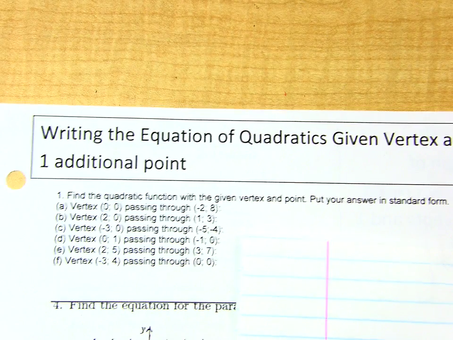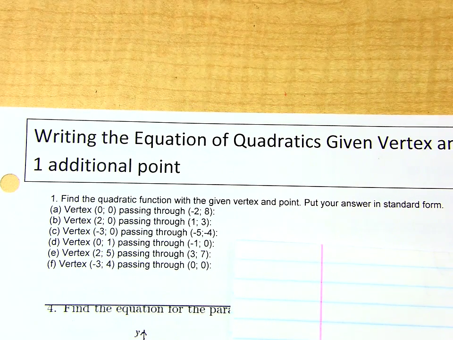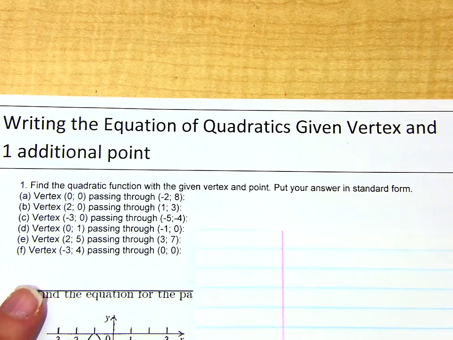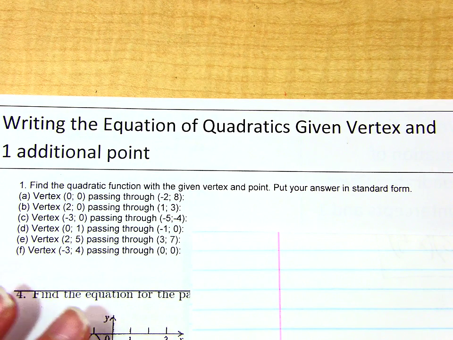So today we're trying to write the equation of a quadratic, but now we have the vertex and an additional point. Yesterday and this morning we did x-intercepts and one additional point. Now we have the vertex. So the process is basically the same. You just have to use the vertex formula. So remember what that looks like.